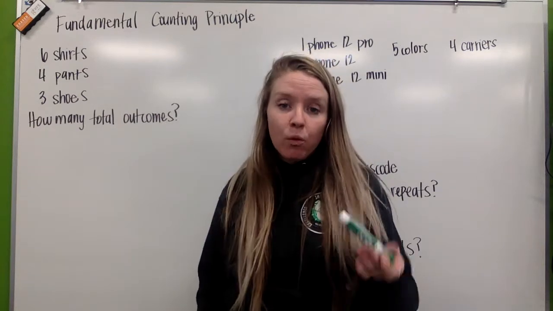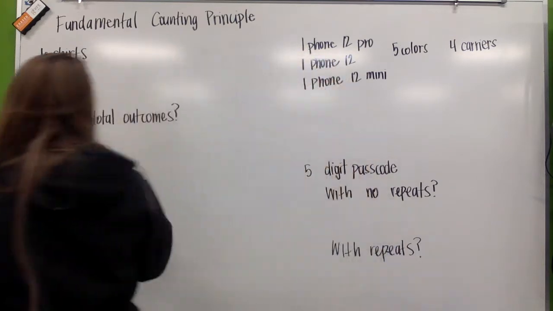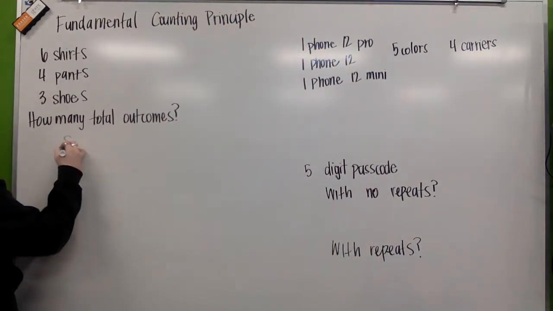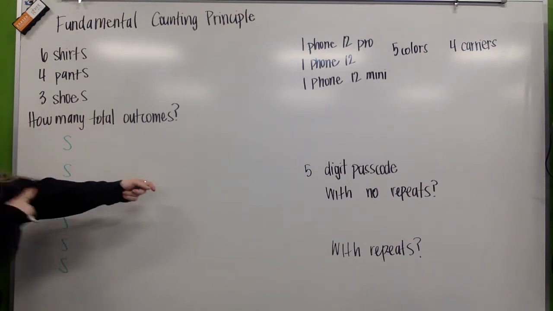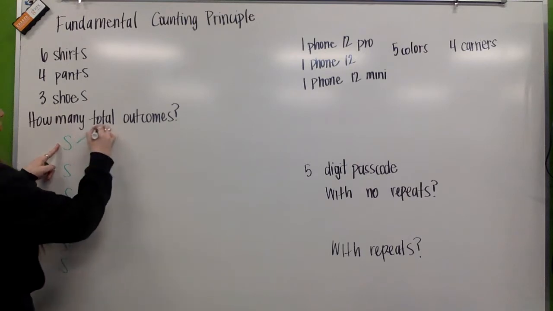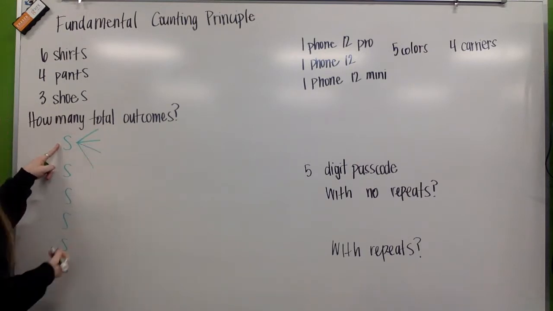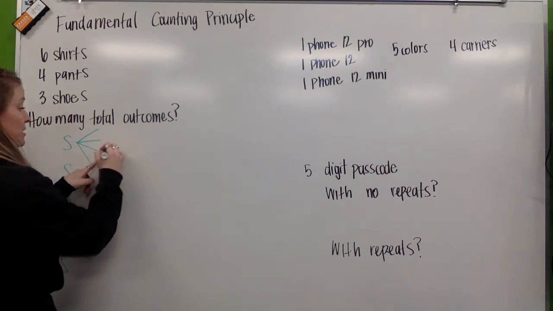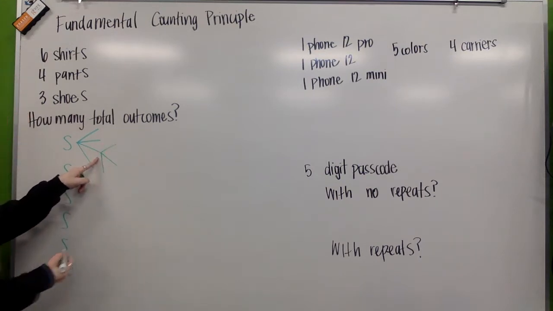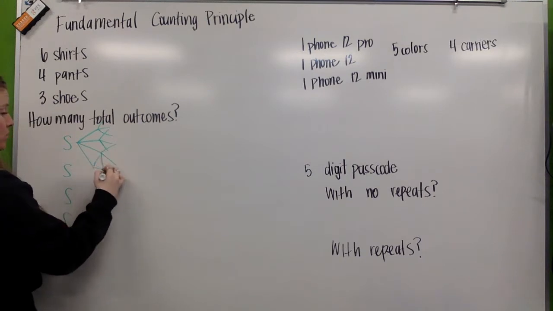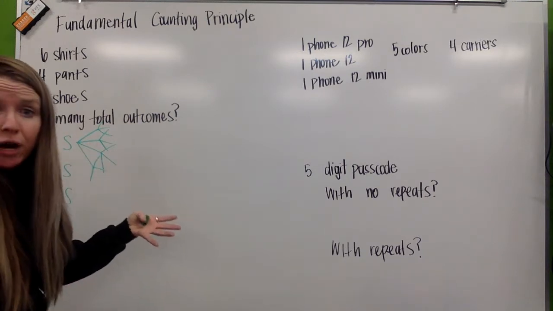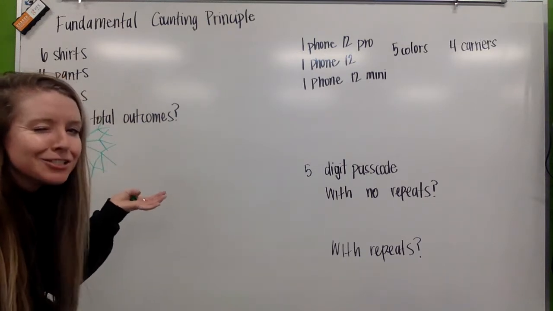Okay, if I start out with a tree diagram, let's say I've got 6 shirts, so 1, 2, 3, 4, 5, 6. My first shirt here, I'm going to branch out to 4 pairs of pants. And then each pair of pants is going to branch out to 3 pairs of shoes. See how fast that's branching out? No pun intended, because it's a tree.